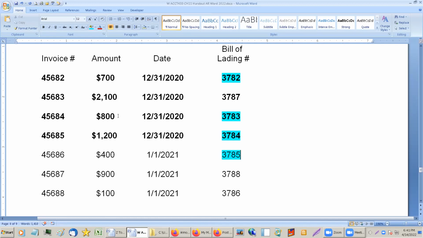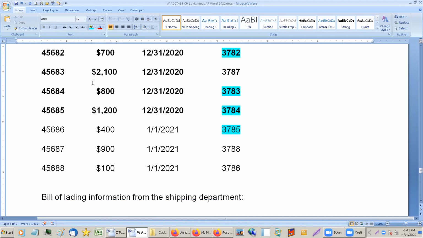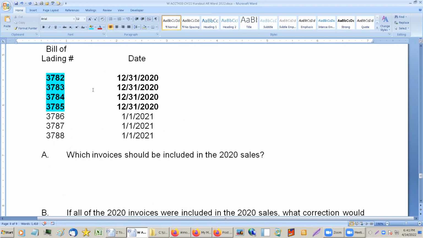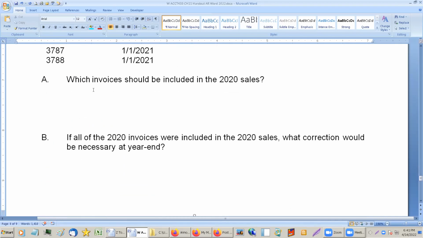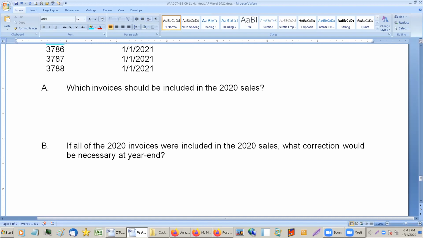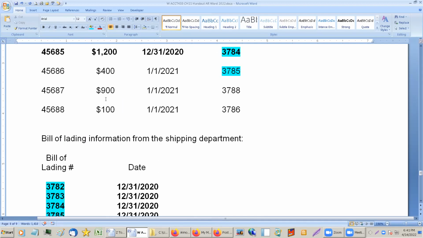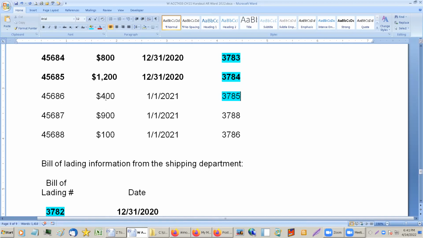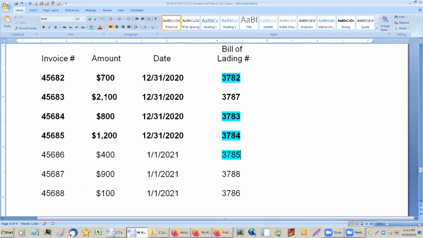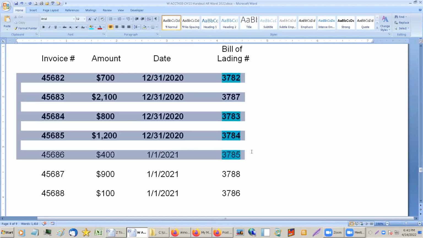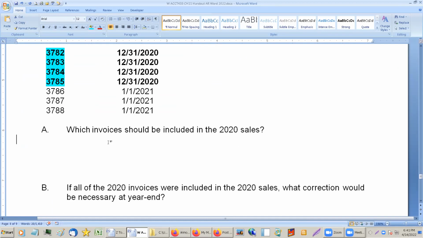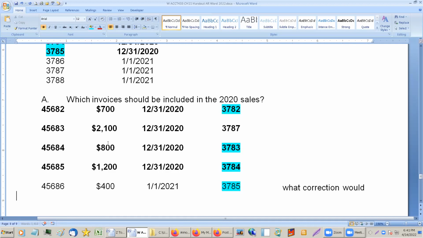So the question is, from these last invoices, which one should be included in the 2020 sales? Well, it should be 82, 83, 84, 85. Yep, we can copy this down here. No, take out the last one, sorry, it shouldn't be 85. Sorry.